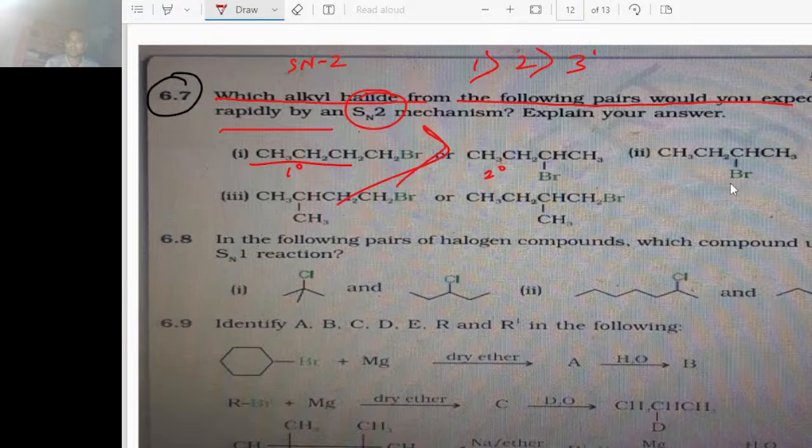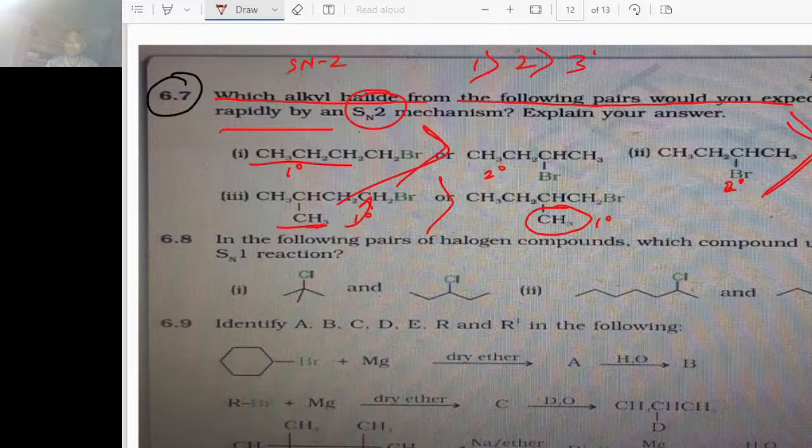Second one, this is 2 degree and the alpha carbon attached to this is 3 degree. So again it is going to be the first one, because this is 2 degree and this is 3 degree. Now you come here, student: this is 1 degree and this is also 1 degree. But the reason, you see, student, here the bulky group is near to the leaving group, so attack is not possible. So the correct one will be this one, where the bulky group is far, so attack will be easily possible here.